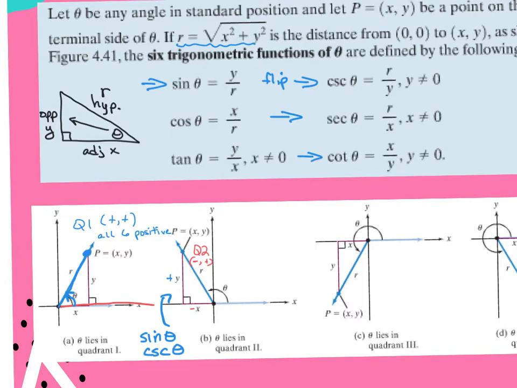This is how we're going to come up with our 6 values for our trig functions. You'll be given the x and the y. You find the r by doing Pythagorean Theorem, and then just plug it in.